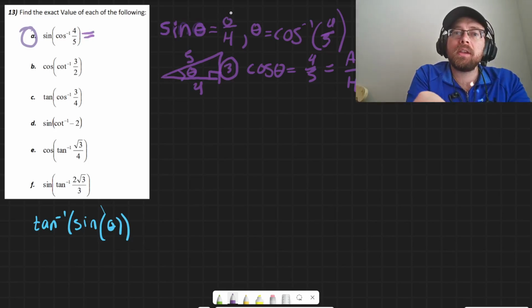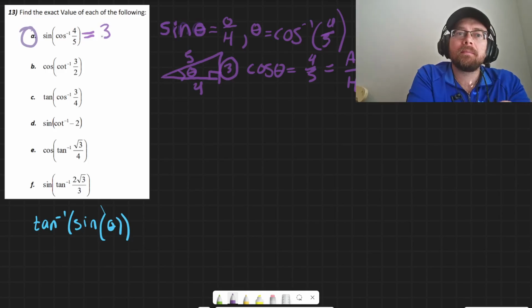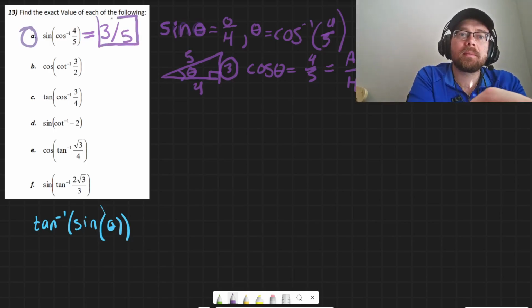the 3 would be in the numerator, and the hypotenuse is still 5. So that would be the answer.